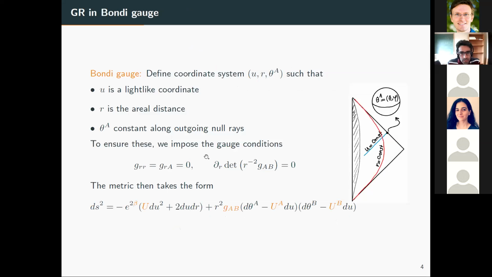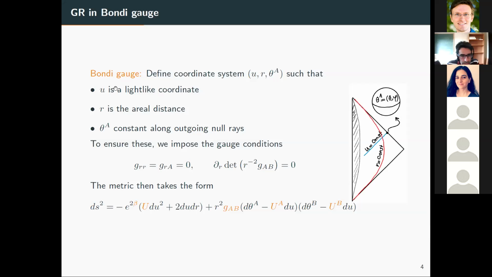So let me give a bit more details, although Celine told us about this, though in 3 dimensions. So in 4 dimensions, you have u, r, and theta a. So u is the retarded time and is defined as a light coordinate. r is the radial coordinate, which is defined to be the areal distance. So a coordinate sphere has always area 4 pi r squared. And the thetas, the angles, are defined to be constant along outgoing null rays.